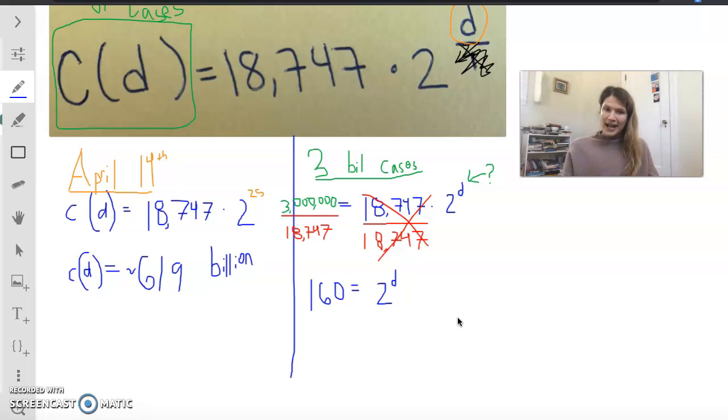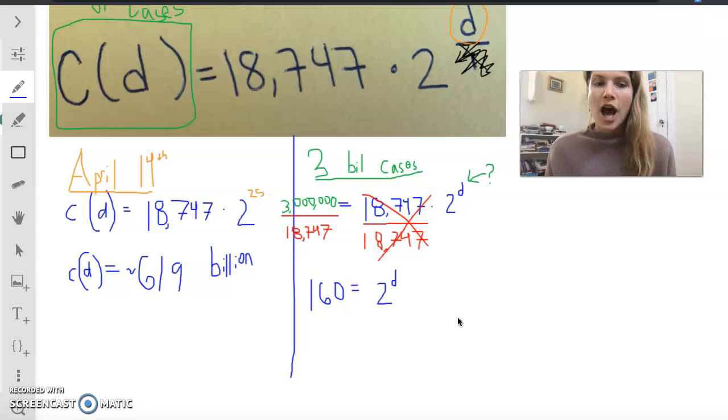Now, how do I isolate D when D is an exponent? What's the opposite of an exponent? See if you can think of the answer. What's the opposite or the inverse of an exponent? How do you get rid of an exponent? The opposite of addition is subtraction. The opposite of multiplication is division. The opposite of an exponent is a log.